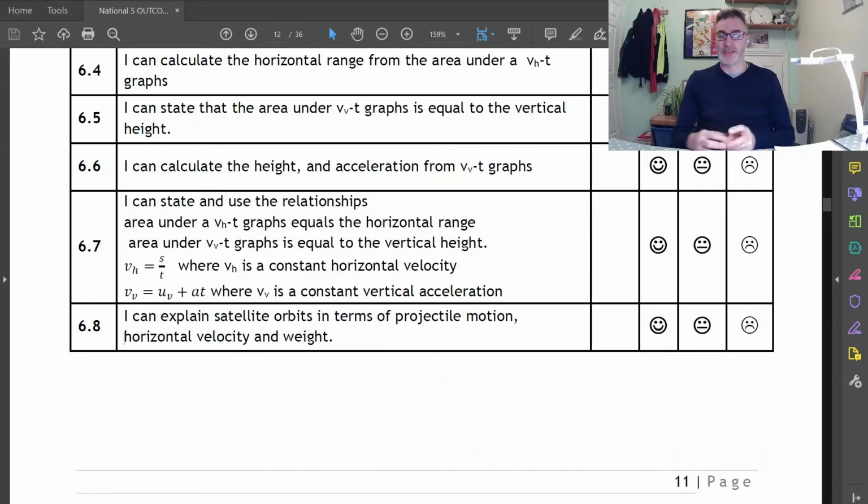So if you think about what we were looking at with projectile motion, we had an object, a ball, and it was projected horizontally out. It would continue to move with a constant horizontal velocity and it would accelerate downwards due to gravity. And so this is what we're going to be doing with satellite motion.